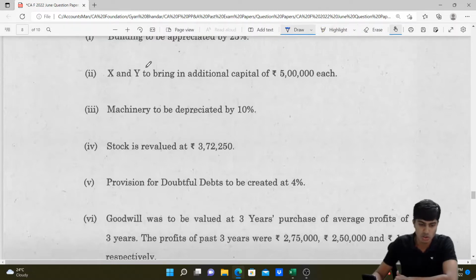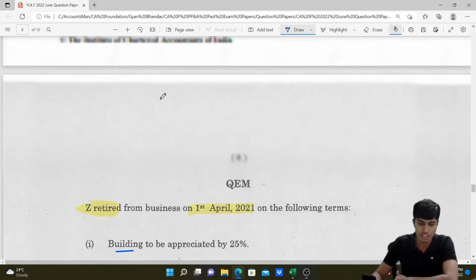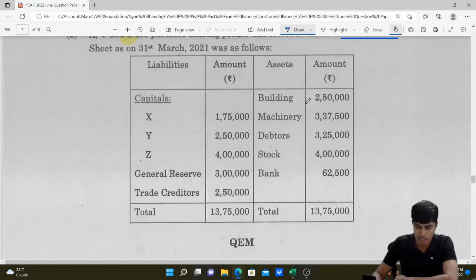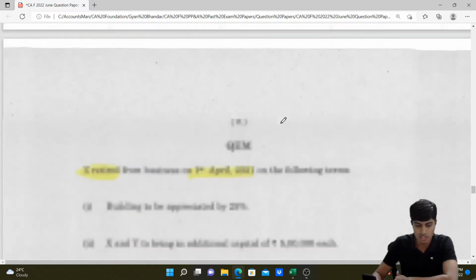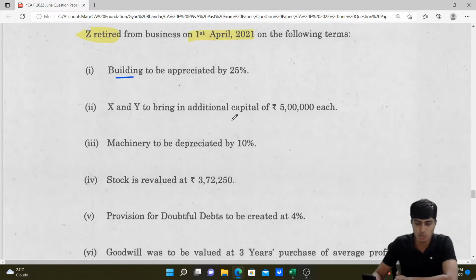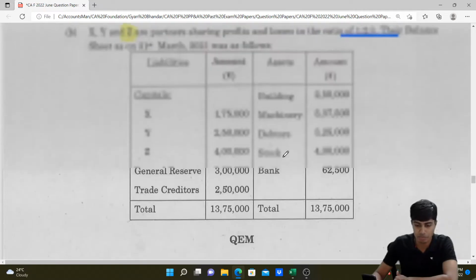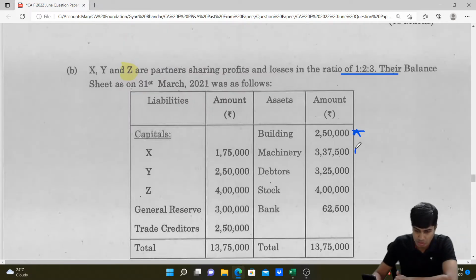The first one is on building. So building is appreciated by 25%. So this building here has an adjustment. Then what is the next item? X, Y, and Z to bring additional capital that will come in capital account. And machinery is being depreciated by 10%. So there is revaluation on machinery also.